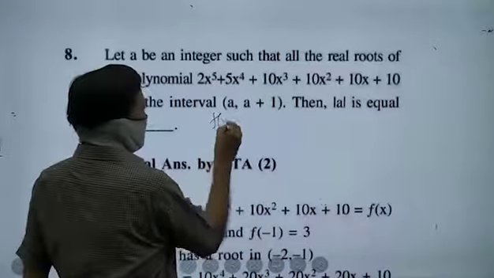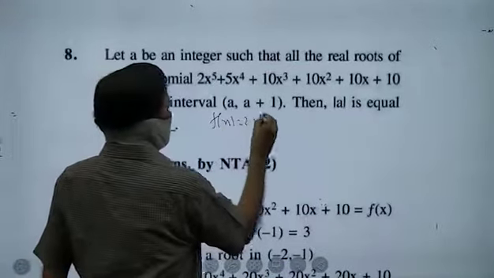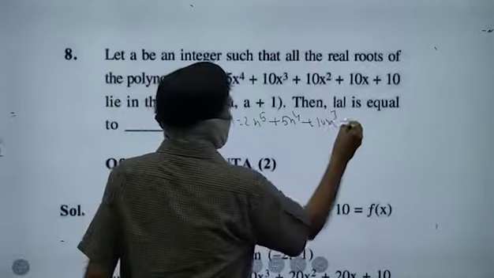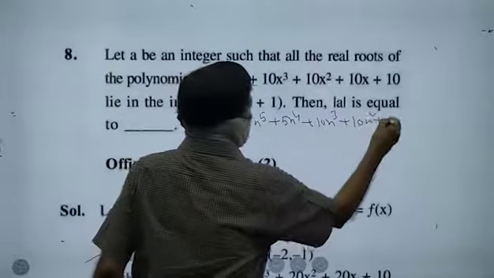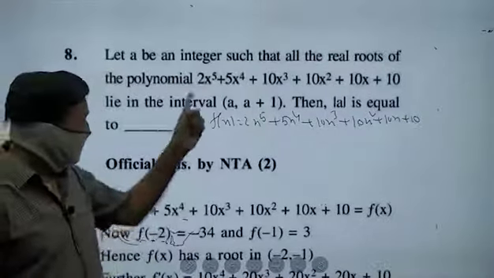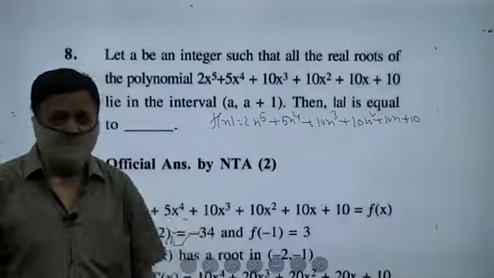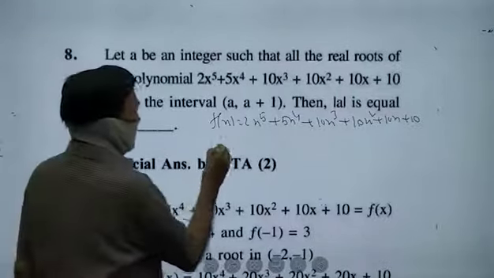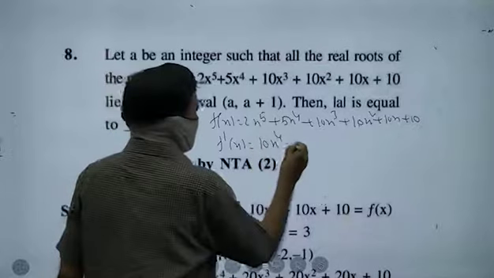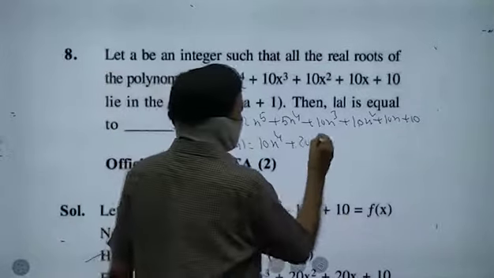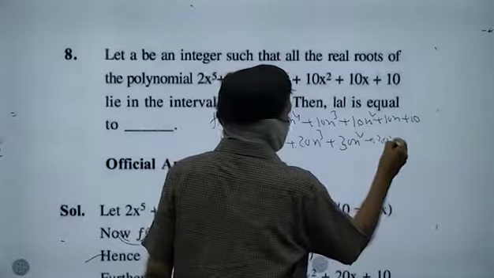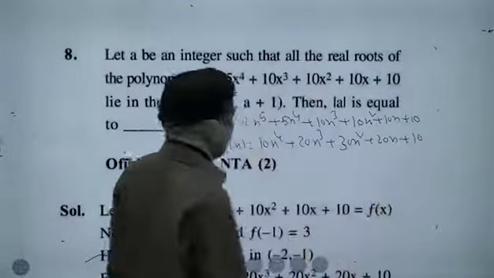f(x) is equal to 2x^5 plus 5x^4 plus 10x plus... First I will find out the nature of this polynomial. f'(x) is equal to 10x^4, 20x^3, 30x^2, 20x plus 10.